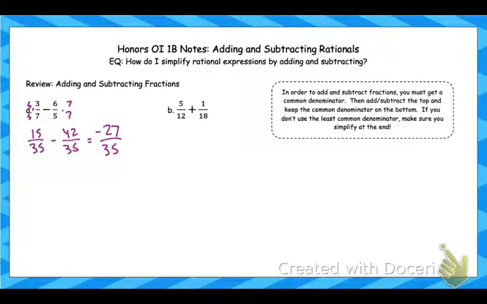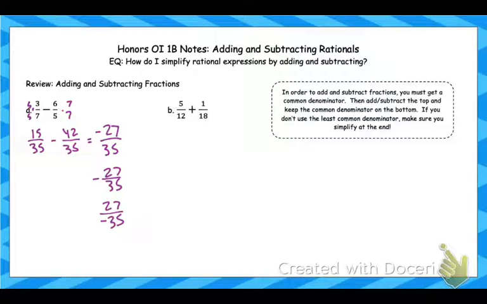Now remember with a fraction, that negative 27 over 35, that's the same thing as saying the whole fraction is negative. It's also the same thing as if that negative were in the bottom. So you may have some answers that are similar but different by where that negative is placed. Keep in mind those are still equivalent.